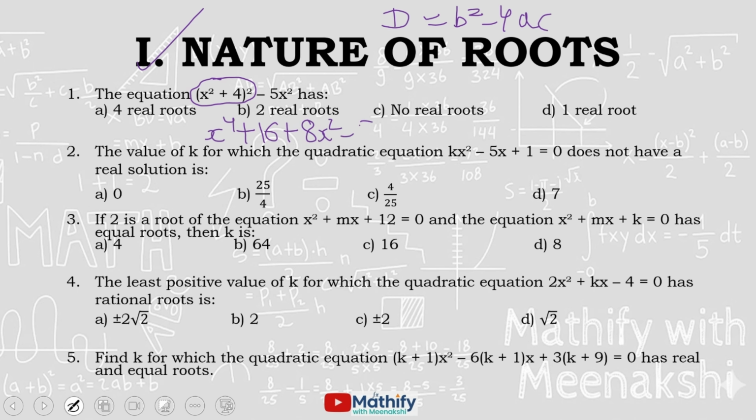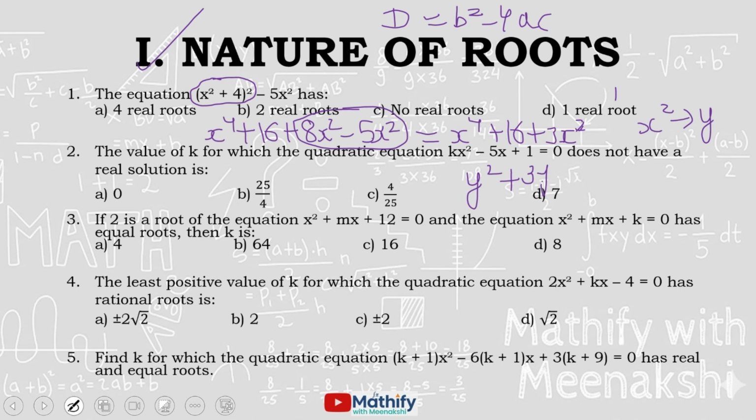And then we have minus 5x square. If you see carefully, these are like terms, so we can solve this further. That is x to the power 4 plus 16 plus 3x square. Now, if I replace my x square with y, what will you get? You will get y square. Let's write in standard form: first 3y and then 16. So you will get y square plus 3y plus 16. Now, if you find the discriminant here, what will you get? It's b square, that is 9, minus 4 into 1 into 16.